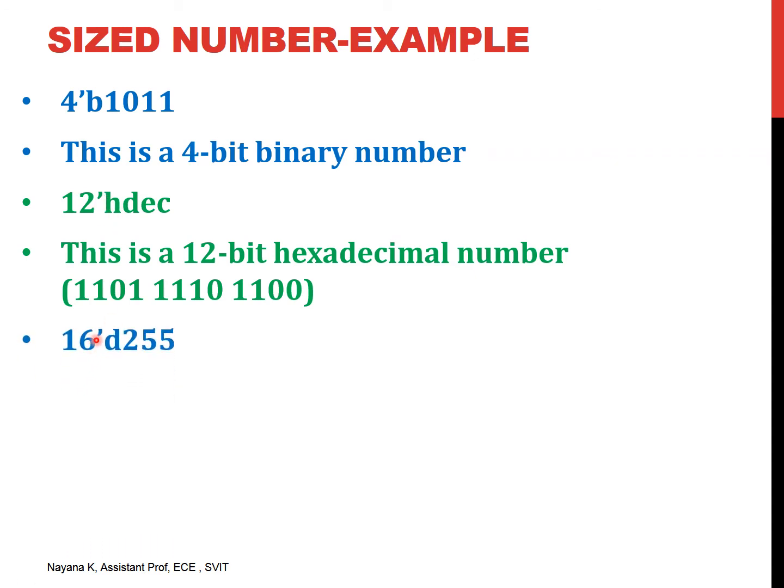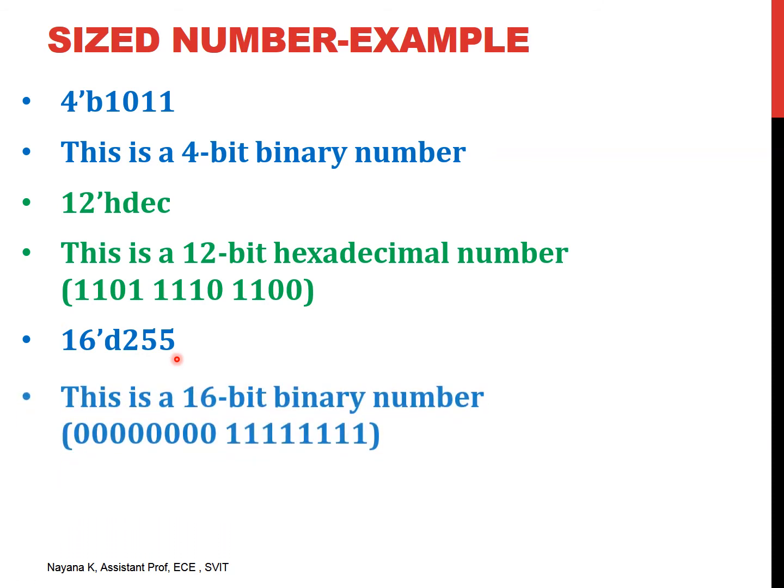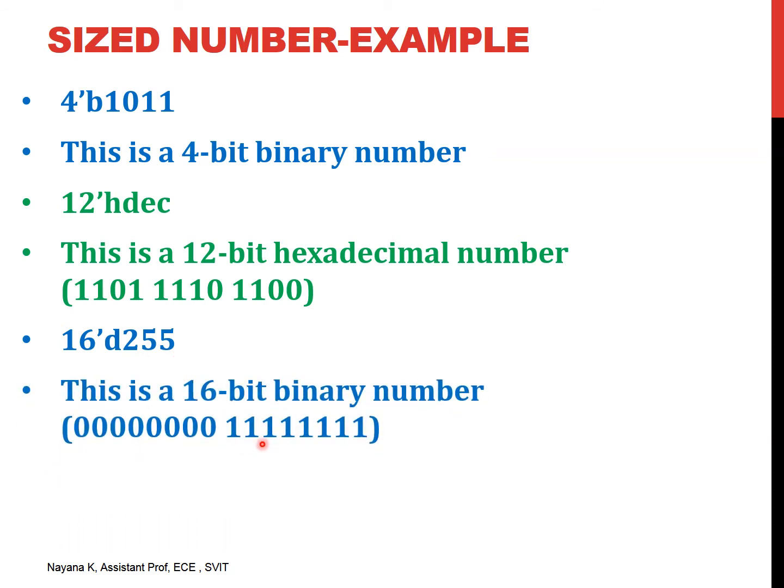16 tick D 255. This is a 16-bit decimal number. The number is 255 and its 16-bit representation looks like this. 255 is actually 8 ones. Because it is a 16-bit number, it's prefixed with all zeros. So this is the 16-bit representation of 255.